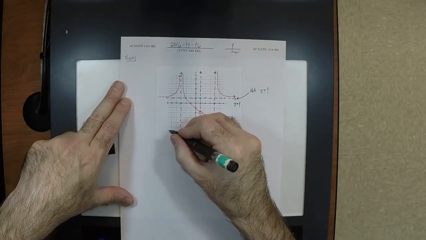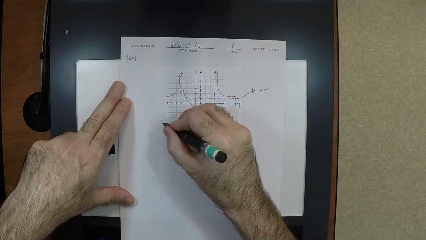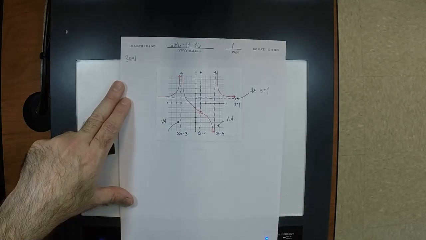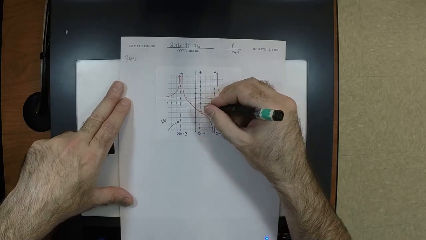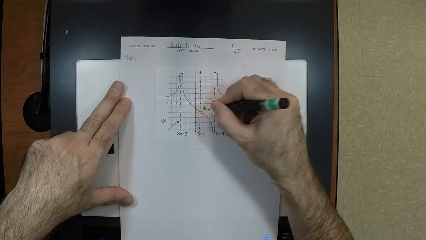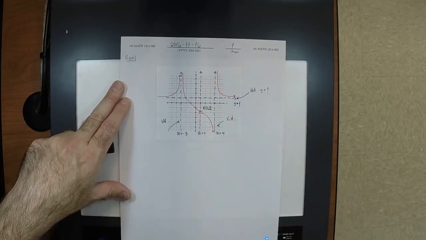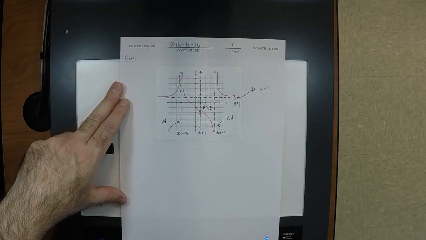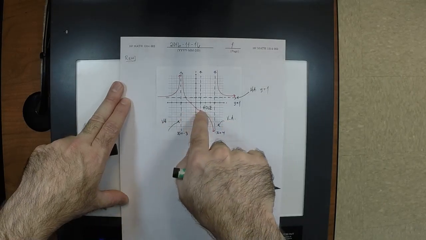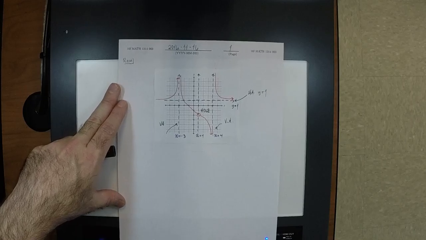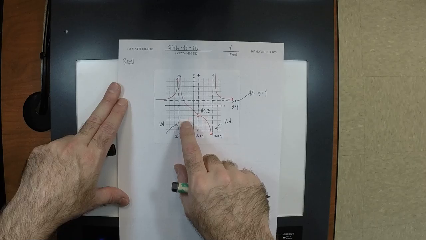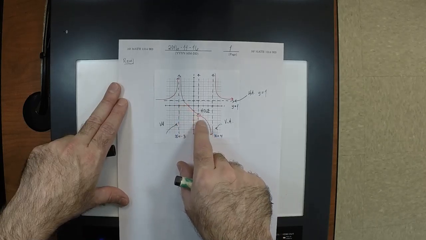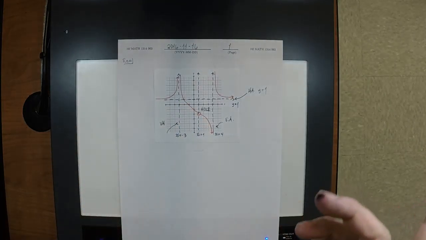And this function also has another vertical asymptote. Well, is this a vertical asymptote? This is a hole, right? So this is not a third vertical asymptote. This is a different kind of thing, a hole. So today we need to deal with the vertical asymptotes and holes. The reason this is not a vertical asymptote is because the function does not become vertical there. It just passes through and then misses it.